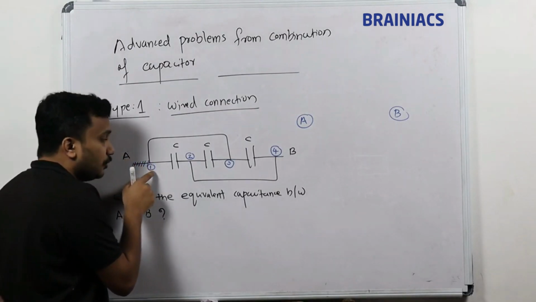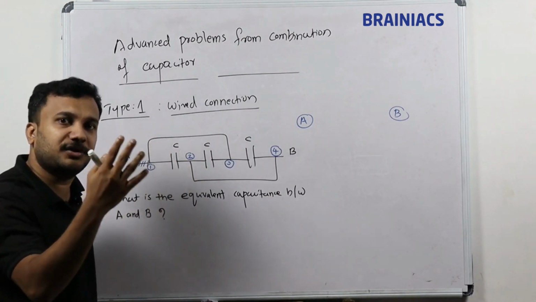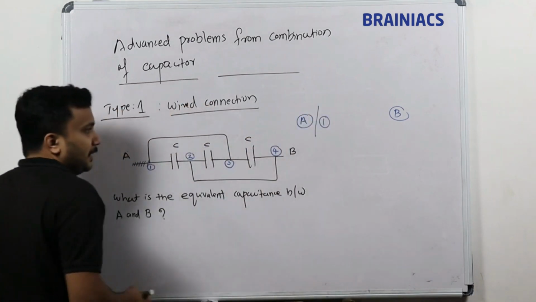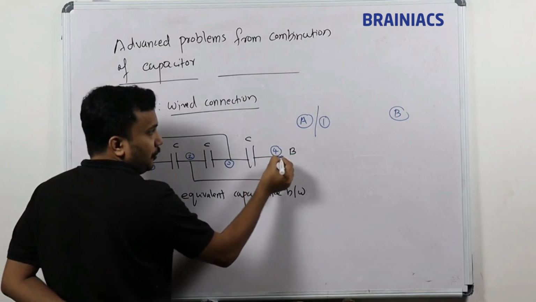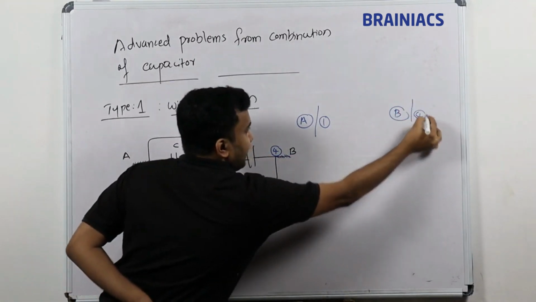So A is equal to 1, because it is just a wire. Just a wire connected means both points are the same. So A is the same as 1. Similarly, on the right side, your first junction is 4. 4 is the same as B. So B and 4 are the same.